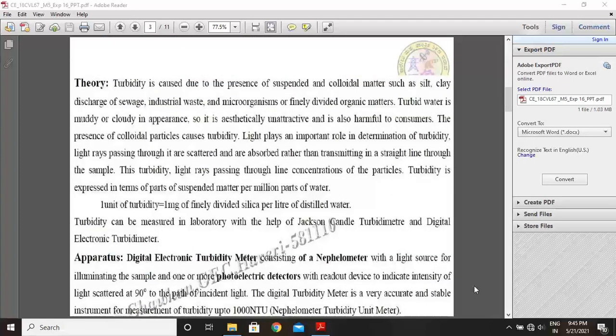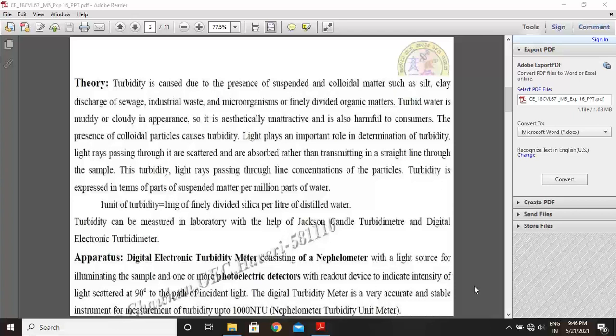Now I want to explain the basic concept of turbidity. Turbidity is caused due to the presence of suspended and colloidal matter such as silt, clay, discharge of sewage, industrial waste and microorganisms or finely divided organic matter. Turbid water is muddy or cloudy in appearance, so it is aesthetically unattractive and is also harmful to consumers. The presence of colloidal particles causes turbidity.